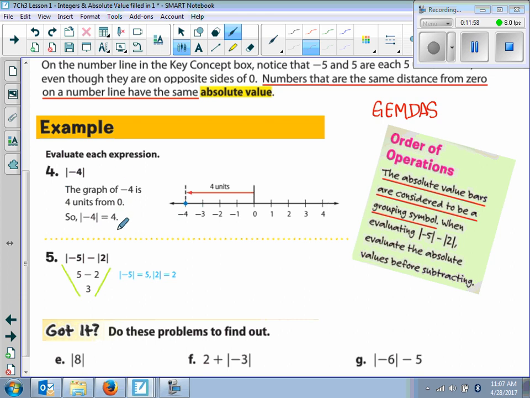Okay, so here, example 4, we just want the absolute value of negative 4. So that's just 4. You don't have to show any work there. Here, for example 5, we have the absolute value of negative 5 minus the absolute value of 2. So when we evaluate this, the absolute value of negative 5 is 5, minus the absolute value of 2, which is 2. So we have 5 minus 2, which is equal to 3.